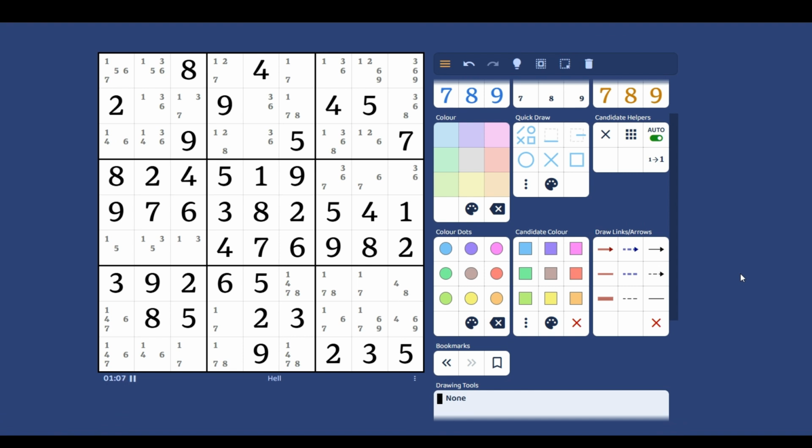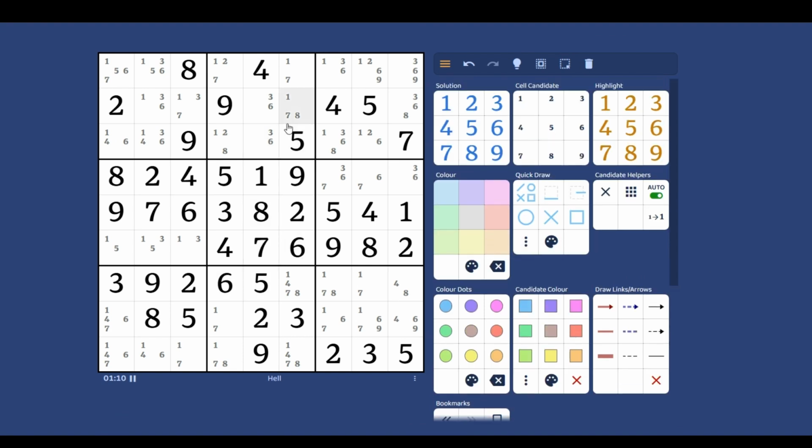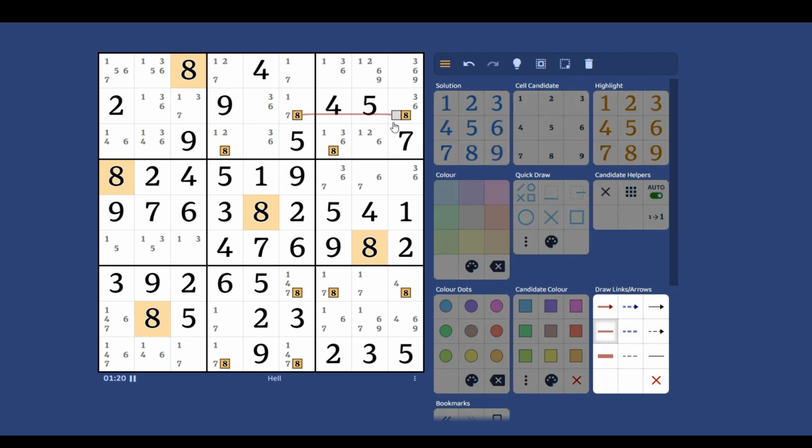So here we have another example from the r/Sudoku subreddit wiki. And we'll go and start right here with the 8 in this cell. So you'll see that this 8 is bilocal with this one. So that's our starting strong link. And it is weakly linked to this 8 right here, which is in a bi-value cell.